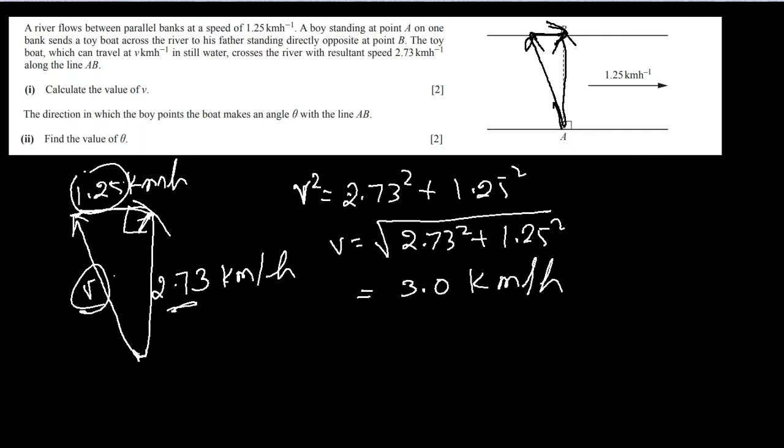Second part. The direction in which the boy points the boat makes, this is the pointing of the boat here because the boat is going this way. This is the boat's direction. So it makes an angle theta with AB. A is here and B is here. So this is the angle theta. They're asking us to find the value of theta. Since we know all the sides now, we can use sine, cos, or tan, any one.